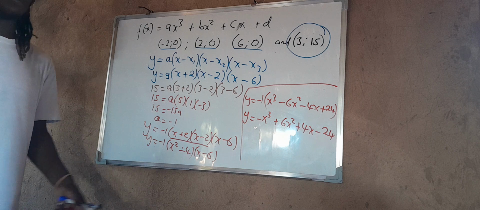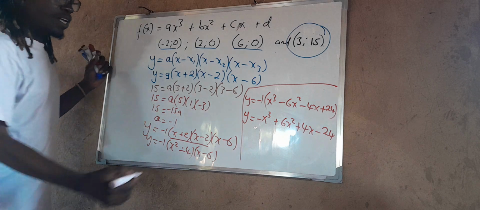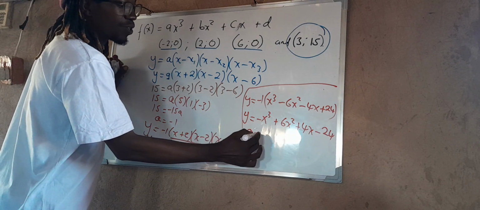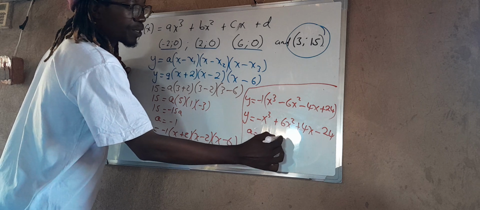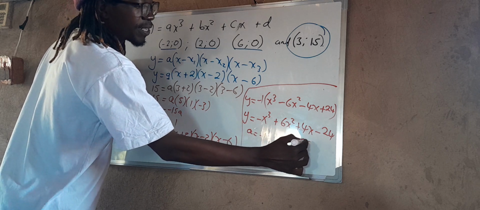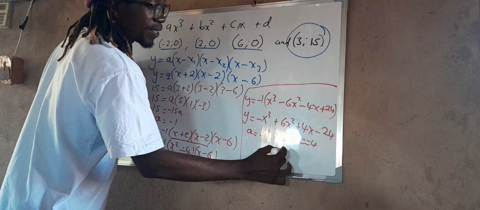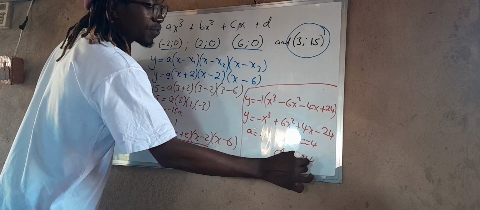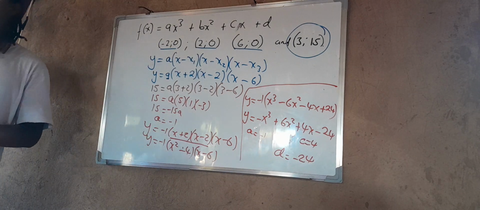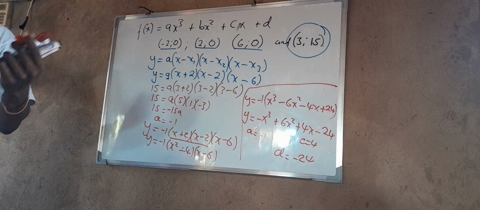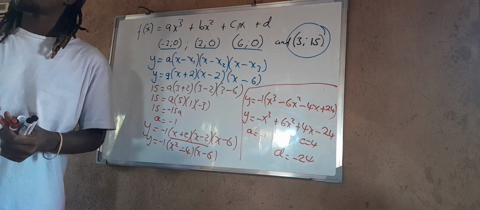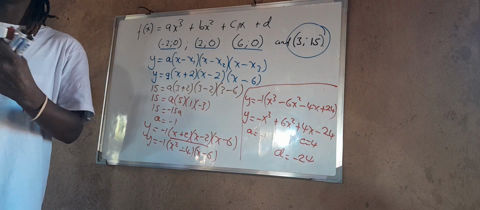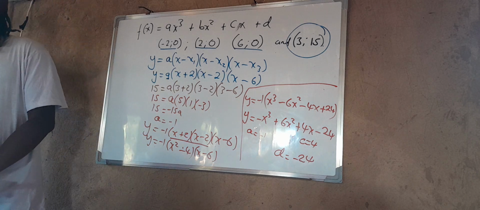No. They said find the value of a, b, c, and d. So we are going to say our a is equal to negative 1, our b is equal to 6, our c is equal to 4, and our d is equal to negative 24. So if you are given all the values of the roots and an additional point, it is very, very easy to find the equation of your cubic function.